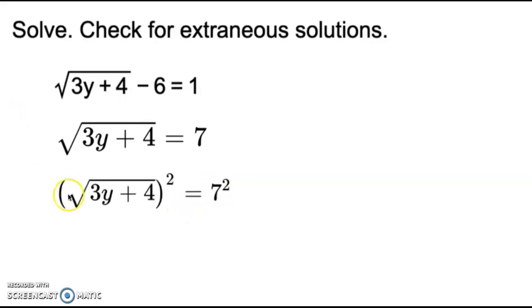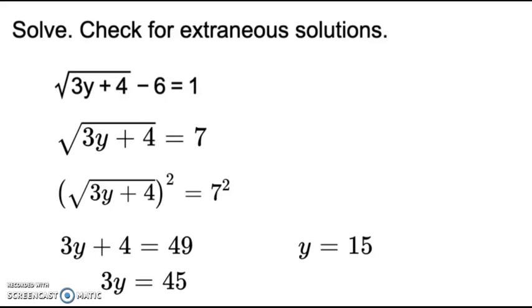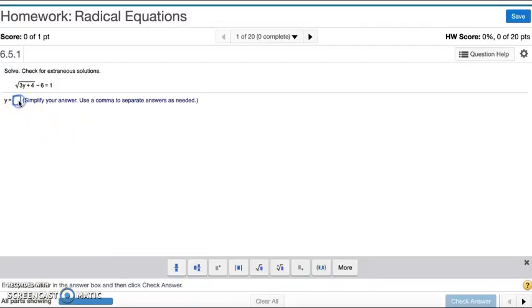So we square both sides, and on the left we're left with 3y plus 4, and on the right 7 squared is 49. Then we subtract 4 from both sides, we get 3y equals 45. Divide both sides by 3, and y equals 15. Now we don't need to check for extraneous solutions because you only have one solution. So let's put this in. So y equals 15.